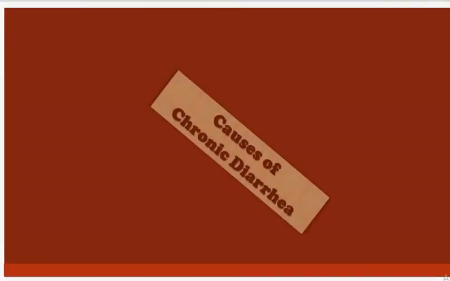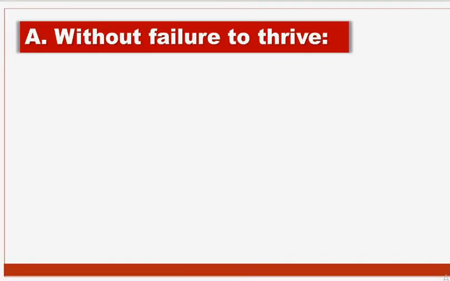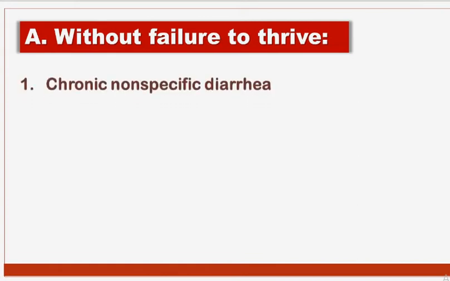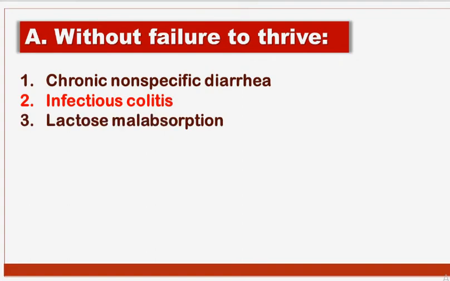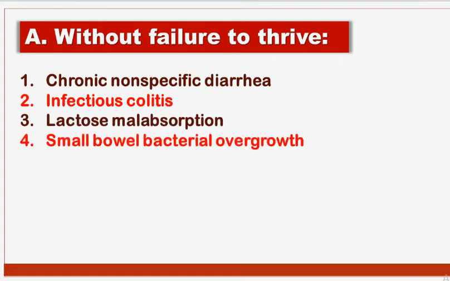Now, what are the causes of chronic diarrhea? It's better to classify the chronic diarrhea according to causes into 2 main groups. The first, we call it without failure to thrive. That means the group of chronic diarrhea that doesn't cause failure to thrive, like chronic non-specific diarrhea. We will talk in details about this. Infectious colitis also doesn't cause failure to thrive. Lactose malabsorption, lactose intolerance. Small bowel bacterial overgrowth. All details about this are found in the lecture in a specific table talking about the clinical features of these causes and how we diagnose them by the major lab findings. Irritable bowel syndrome also doesn't cause failure to thrive.